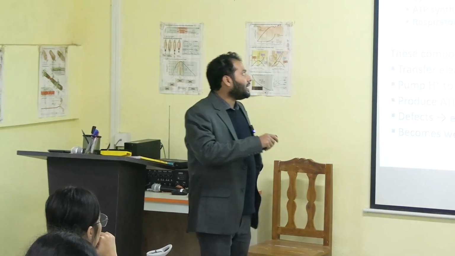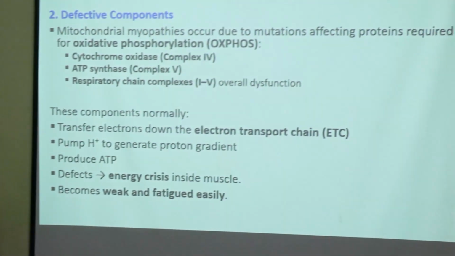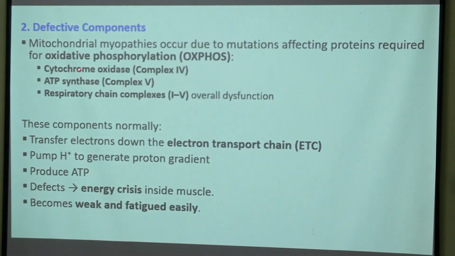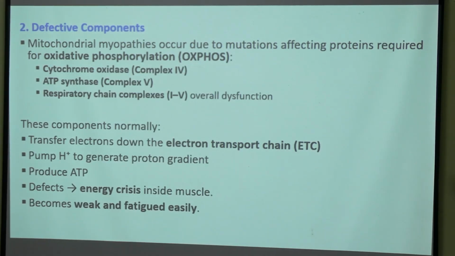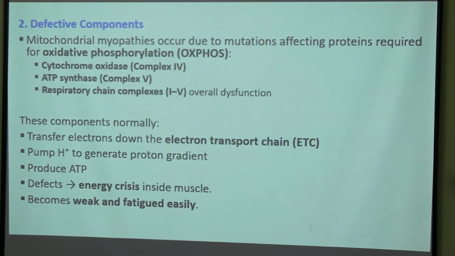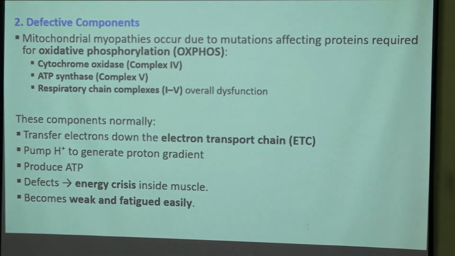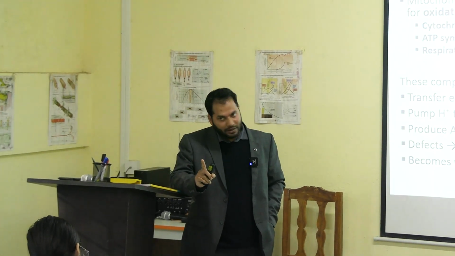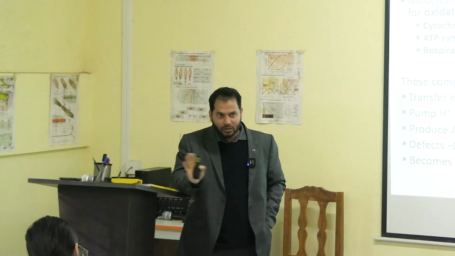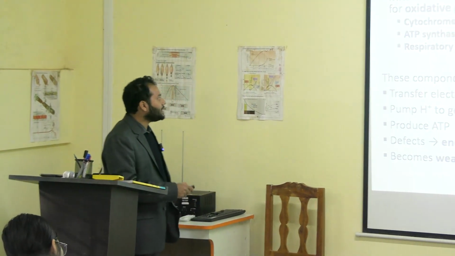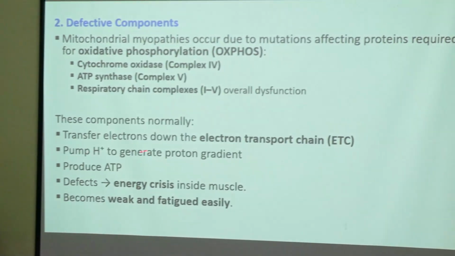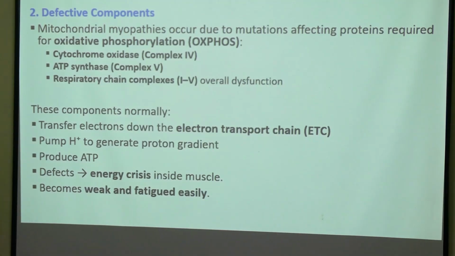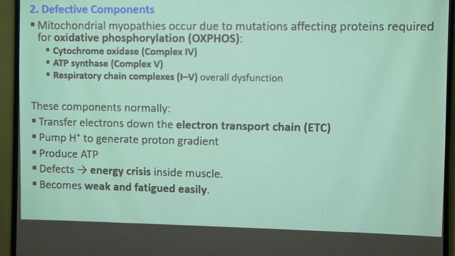So these are some important enzymes or proteins, and due to the defective state of mitochondria, we can see defective functional features of all those proteins like cytochrome oxidase, ATP synthase, and respiratory chain complexes. All those proteins are important for oxidative phosphorylation, for the electron transport chain, right? So without them, ATP generation is not possible. You can see these components normally transfer electrons down the electron transport chain. They pump the protons to generate proton gradients, and ultimately they are involved in producing ATP.